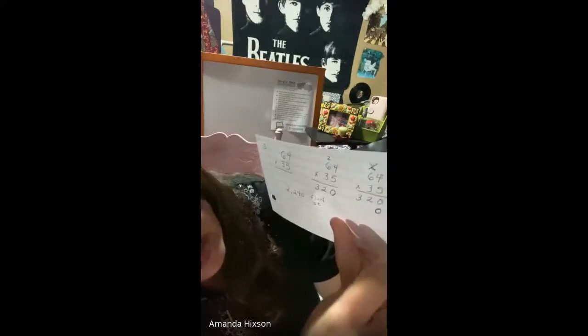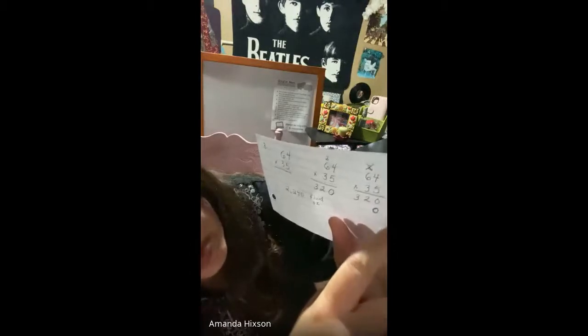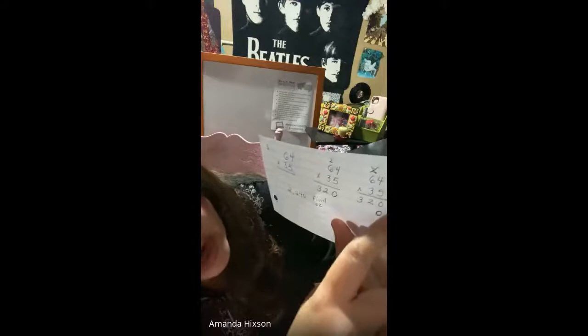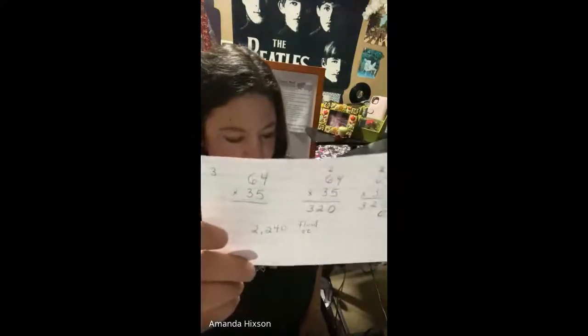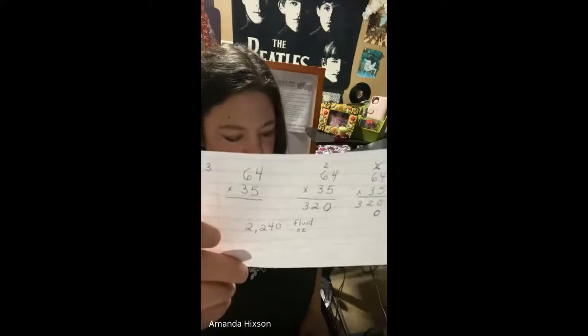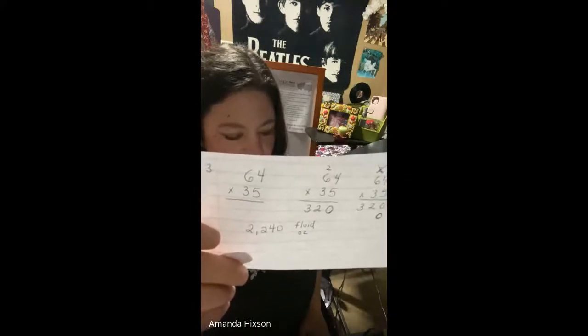So 0 plus 0 is 0. And then 2 plus 2 is 4. And then 3 plus 9 is 12. Carry the 1. 1 plus 1 is 2. So your whole answer is 2,240.